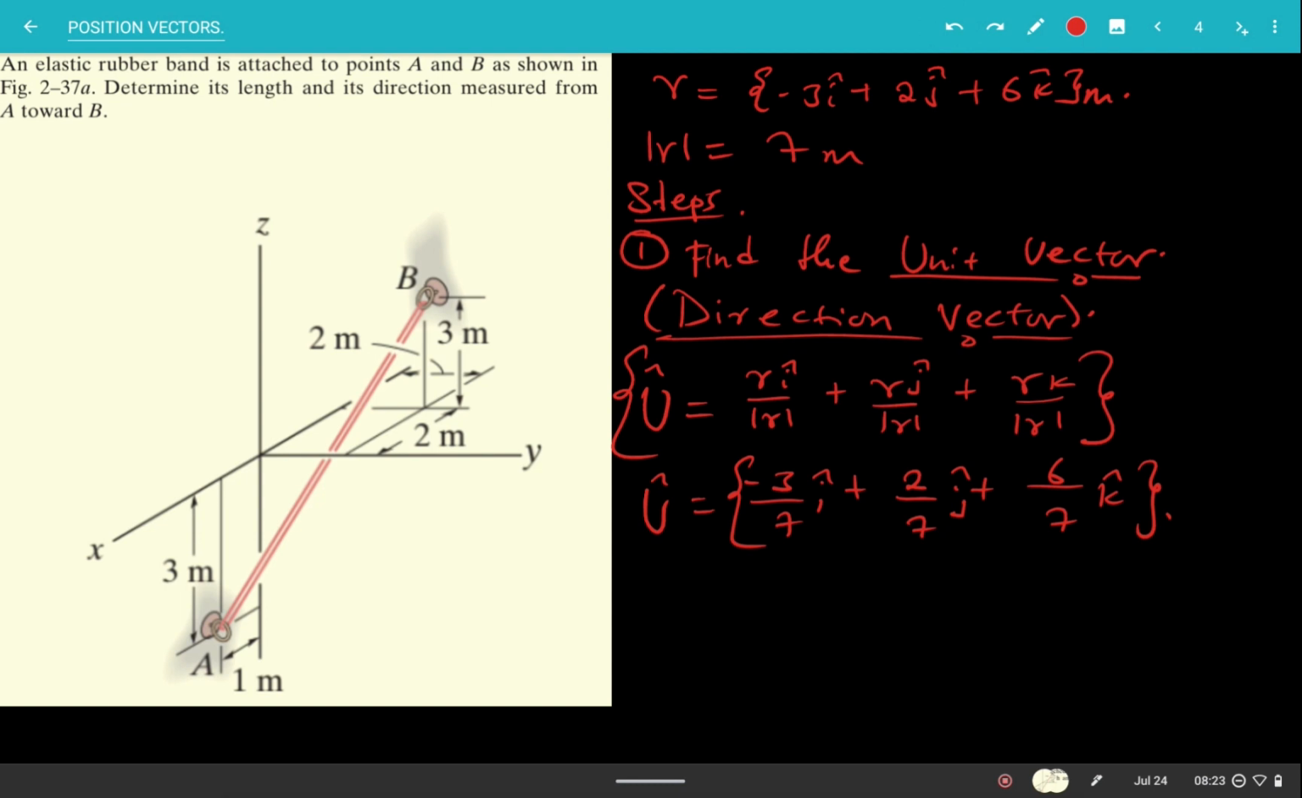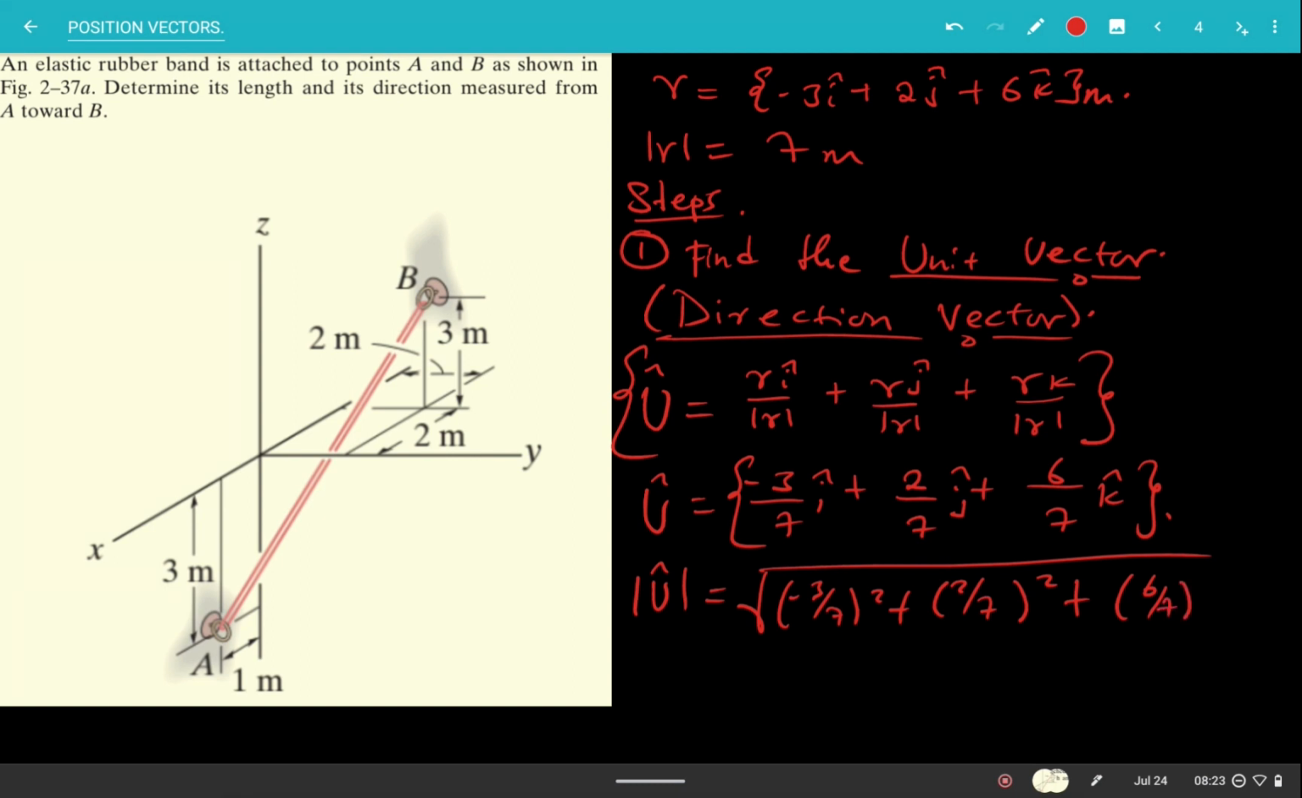Now, there's a way you can actually prove this. If you find the absolute form of the unit vector, say the root of 3 over 7 squared plus 2 over 7 squared plus 6 over 7 squared, this should give you 1. If you get 1, then your unit vector is accurate, as having a 1 brings in the whole naming of the unit vector. So, that's how you go about finding the unit vector.